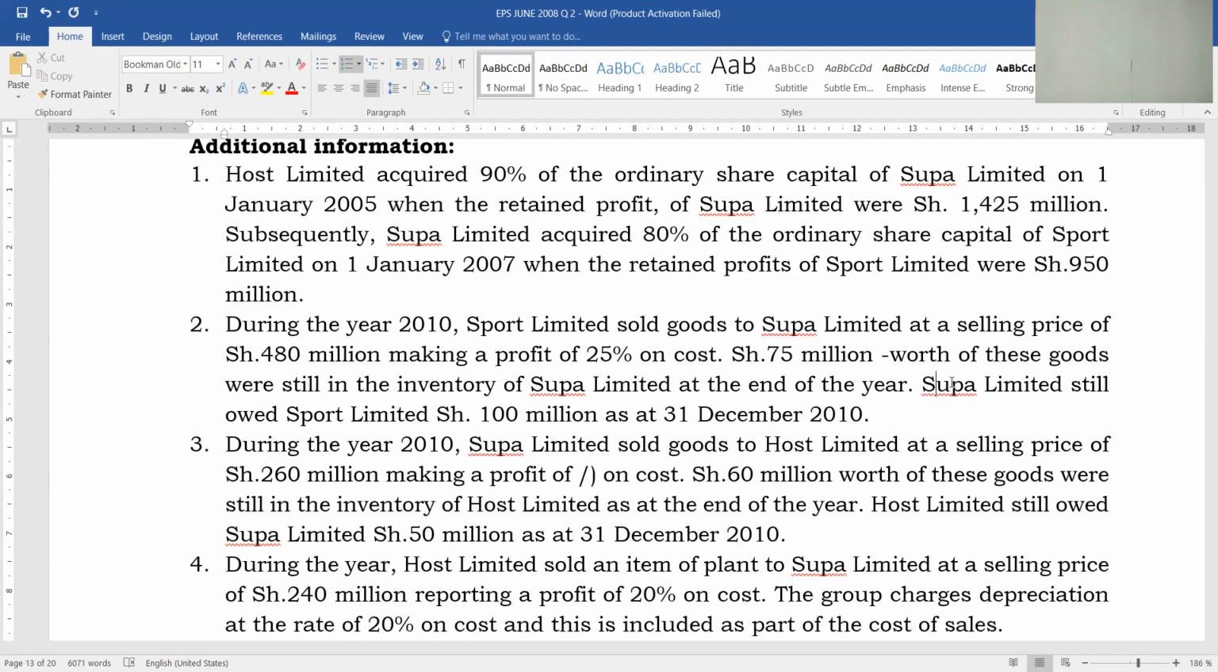Then we are told that Super Limited still owes Spot Limited 100 million. So obviously now this is an intergroup owing, or intergroup balance. An outstanding amount, a debt which has not been paid. So we said that when we have a balance which the parent and the subsidiary owe each other, and the amount has not been settled by the end of the relevant financial year, this amount is supposed to be cancelled out. So what are you supposed to do?